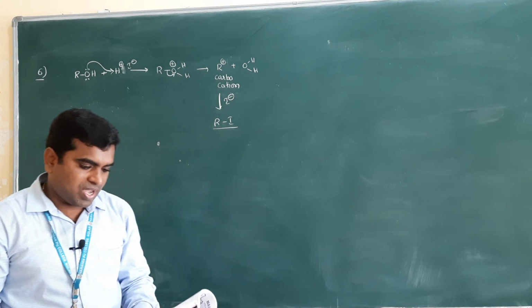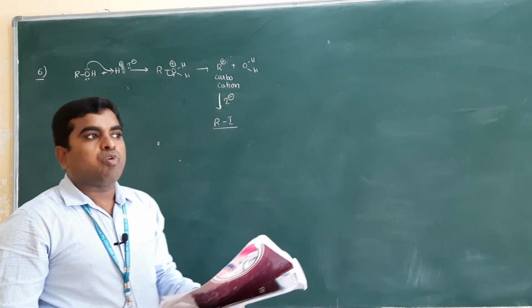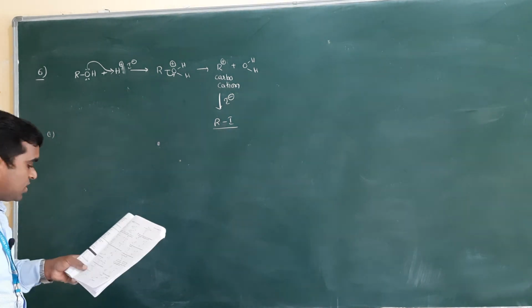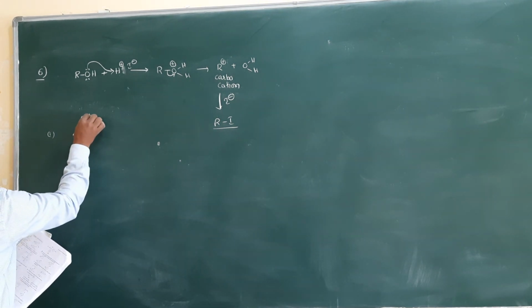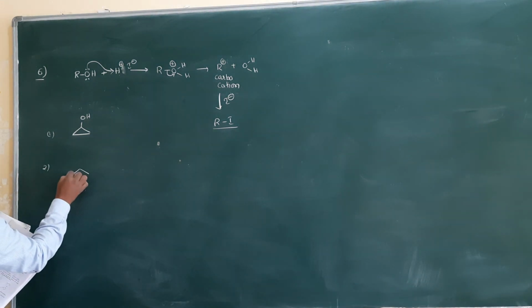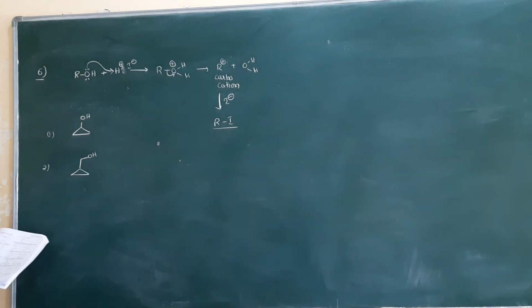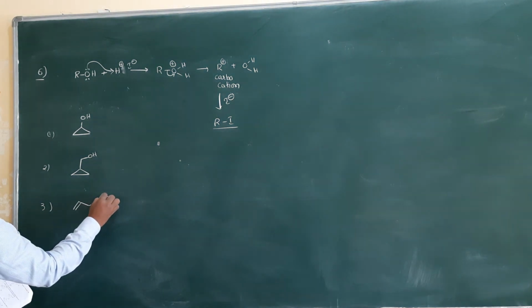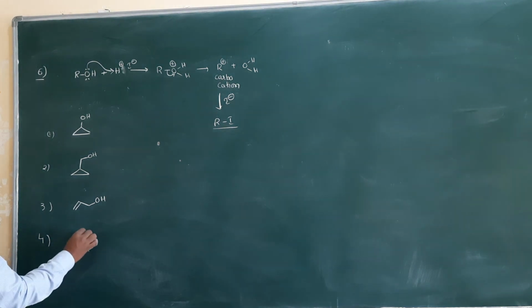Clear? So which of the following alcohols shows faster reaction with HI? Faster reaction means, as I already mentioned, the carbocation should be more stable. What have they given in the first one? Cyclopropyl alcohol. The second option is cyclopropyl methyl alcohol. The third one is allyl alcohol, and the fourth one is benzyl alcohol.